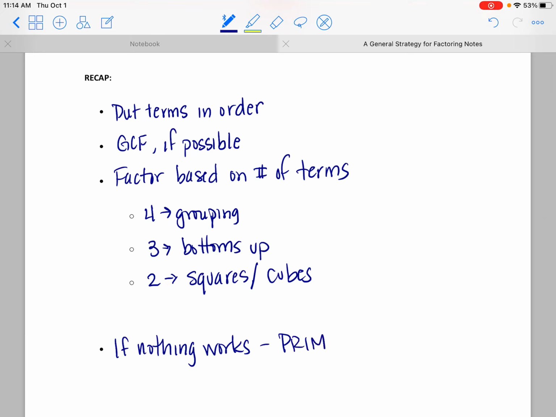Okay, so there's our little recap. This would be one good place for you to reference basically 90% of what we've done in the module, although we have 2 topics remaining. They're connected though. We're going to be going from factoring expressions to using the factoring to solve equations. Something to look forward to.